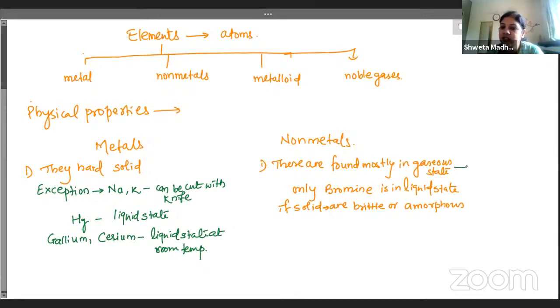Here, non-metals are found mostly as gases. Those are hydrogen, oxygen, chlorine, nitrogen, fluorine. These are in gaseous state. Liquid state, bromine. Amorphous, if they are in solid state. Some of them are found in solid state, but they are brittle or amorphous. That is carbon, phosphorus, sulfur, iodine.